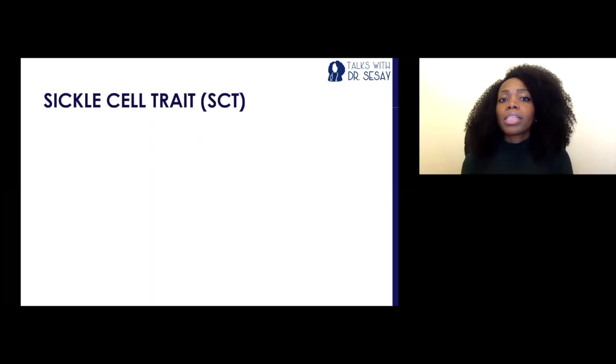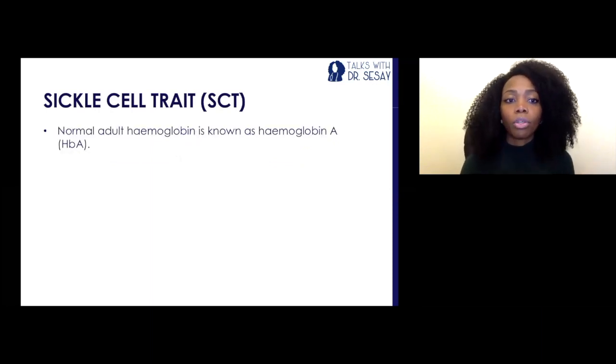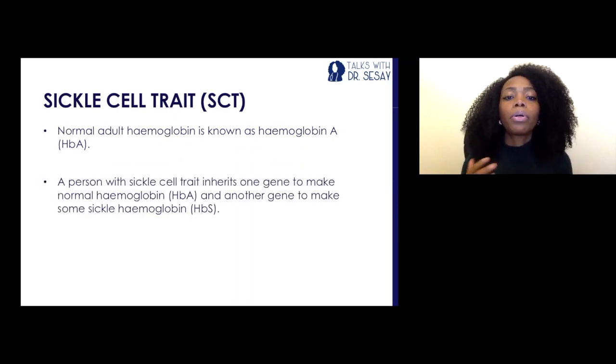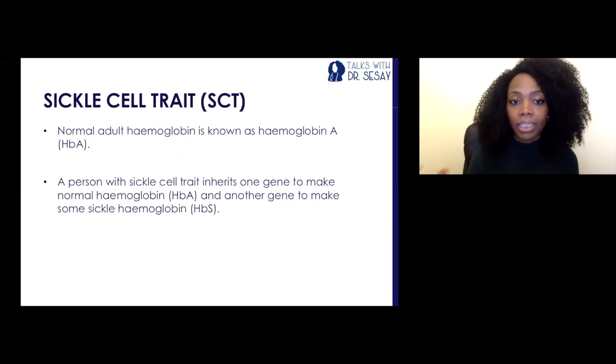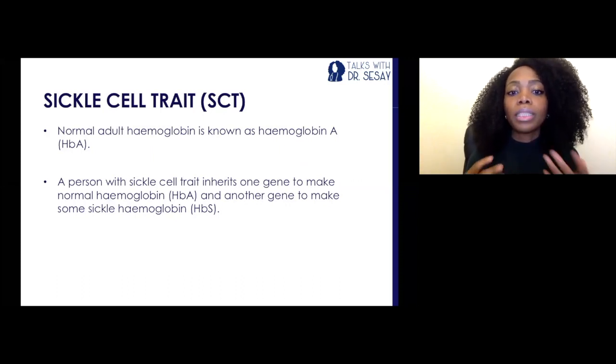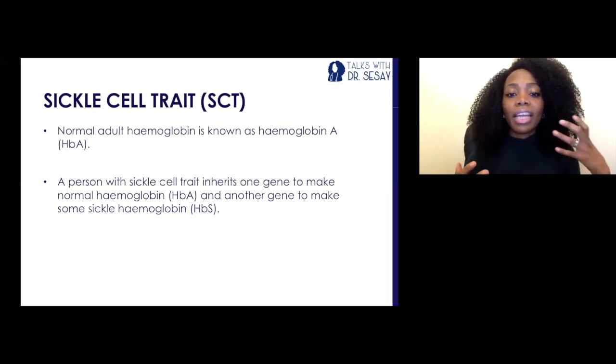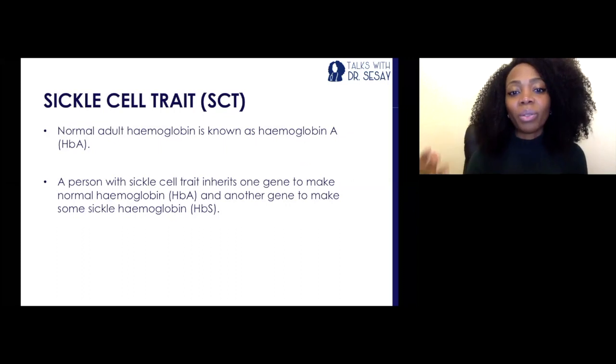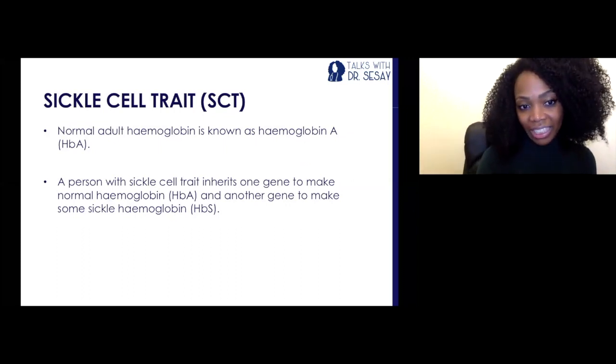But I want to talk about sickle cell trait. So normal adult hemoglobin is known as hemoglobin A, okay? A person who has sickle cell trait will inherit 1 gene that makes the normal hemoglobin, so hemoglobin A, and another gene that makes a sickle hemoglobin, which is hemoglobin S. So they have what we call AS as a hemoglobin genotype that I'll talk to you about in a second.